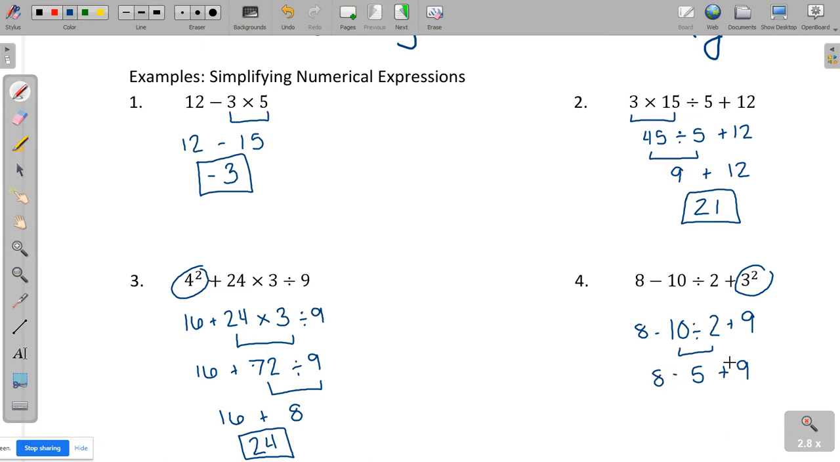We have subtraction and addition. Subtraction and addition are in the same step, so we go from left to right. So we're going to subtract 8 minus 5, which gives us 3, and then add that to 9. 3 plus 9 is 12.